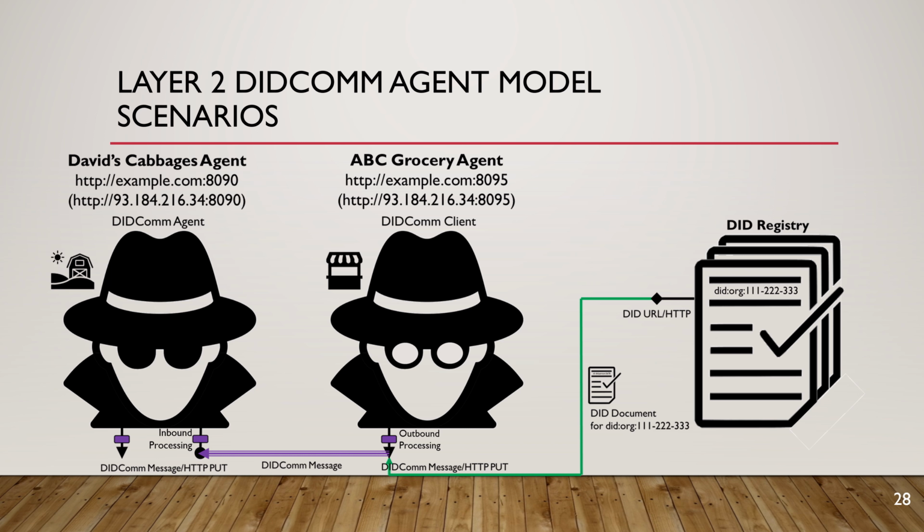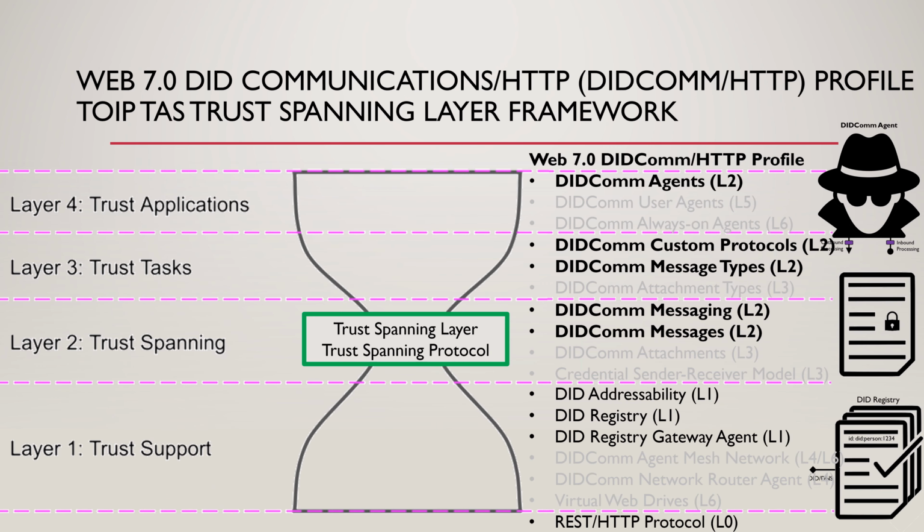How does this fit into our framework? We can see on this slide that we're just adding DIDComm messaging and DIDComm agents. Previously, we were just dealing with REST. You can see that in black at the bottom. In layer 0 and layer 1, we added the DID addressability and the registry. So in terms of what's incremental in layer 2, it's DIDComm messaging and DIDComm messages.